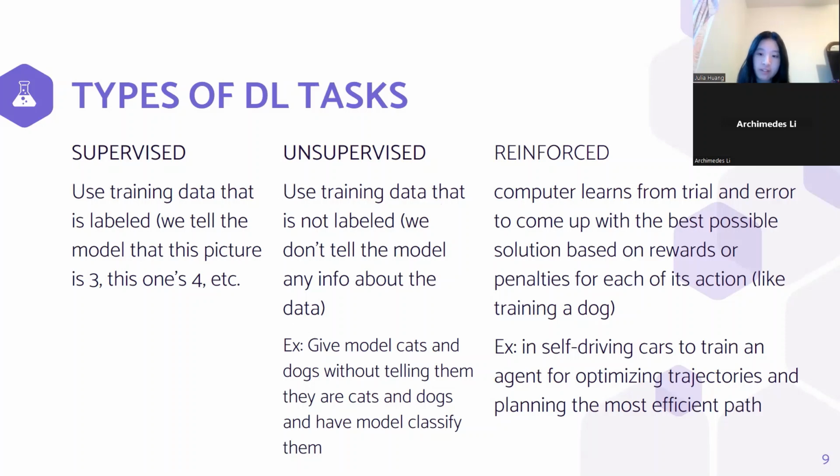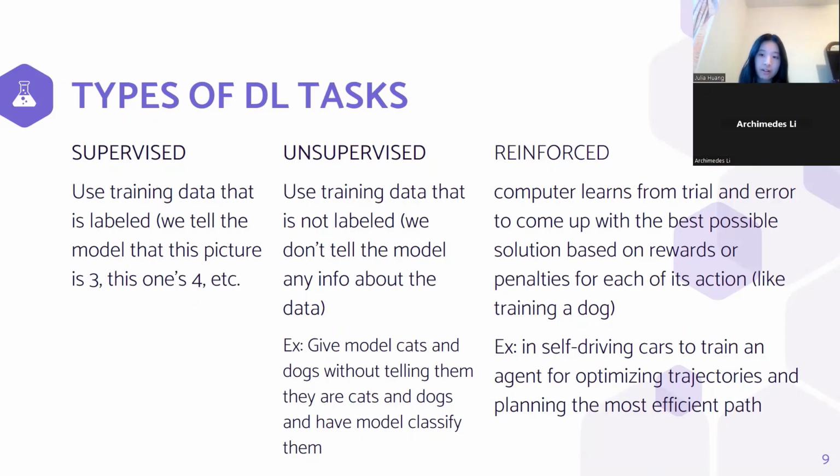Another example is that in self-driving cars, we can train some kind of agent to optimize the paths of it driving on the road to plan the most efficient paths. For example, there could be 3 ways to get from home to school. But if we have the self-driving car learn that this way is the shortest way, the most efficient path to school, then we can reward the car. So then next time it will always remember to plan the most efficient path and not take the longest path.